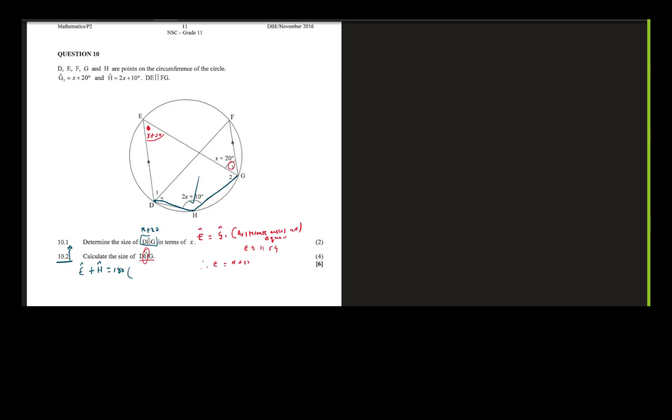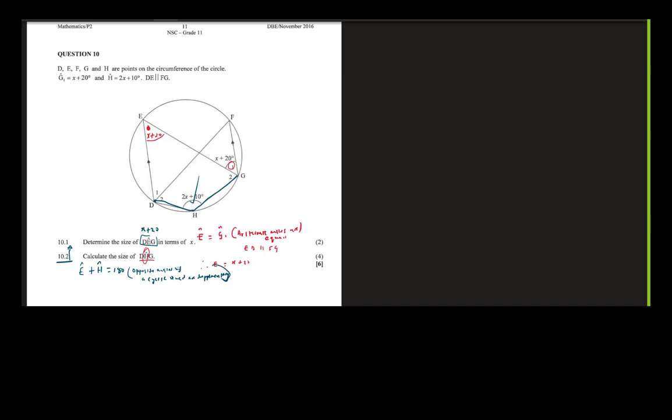Opposite angles. You have to specify opposite angles of a cyclic quad. You are right, but you have to say it. Opposite angles of a cyclic quad are supplementary. Yes, you are getting it. You see, this is very important.